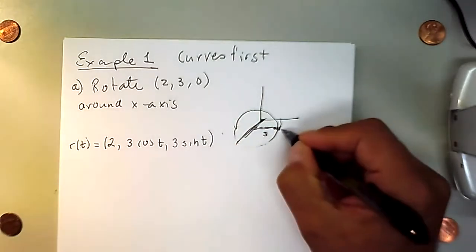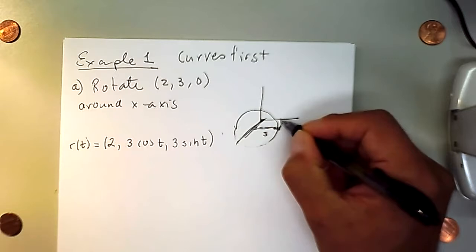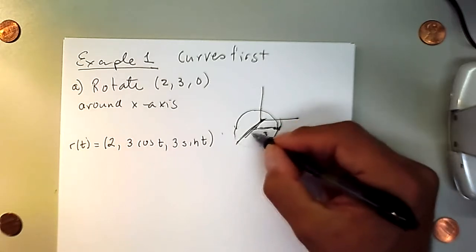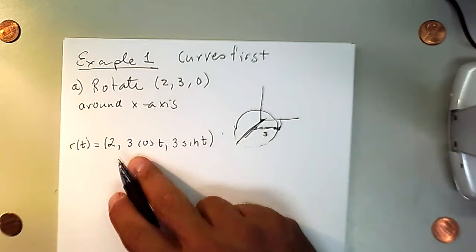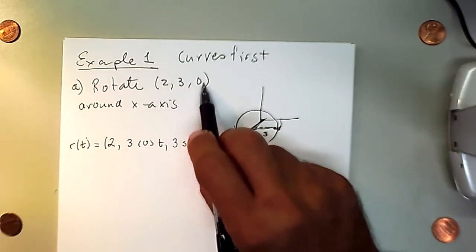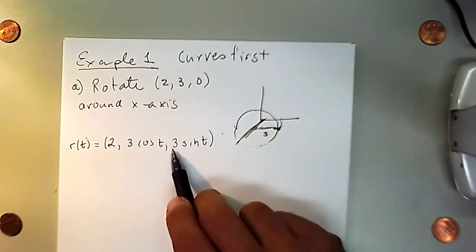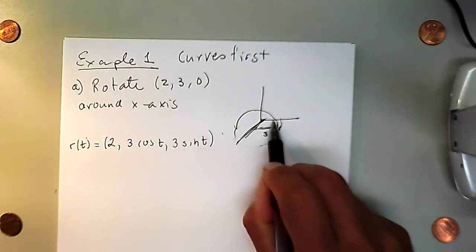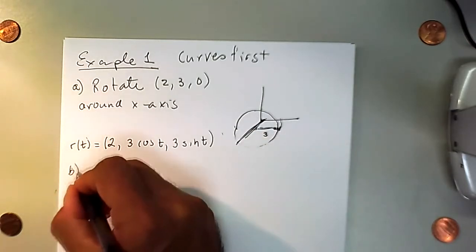So if we want to rotate the point 2, 3, 0 around the x-axis, so the x-axis is on the center of this circle, that's the way to do it. Keep the 2. Now, the point initially did not have a non-zero number on the z. That is very important. And we are putting the 3 and the sine to create this upper motion. Okay.